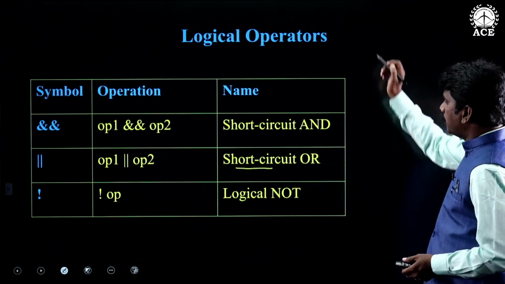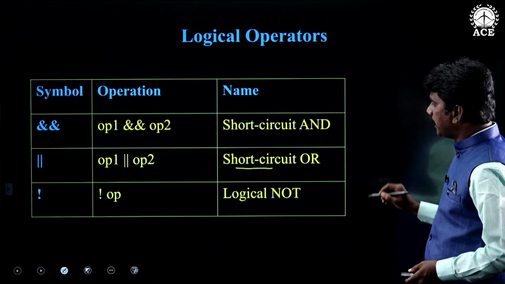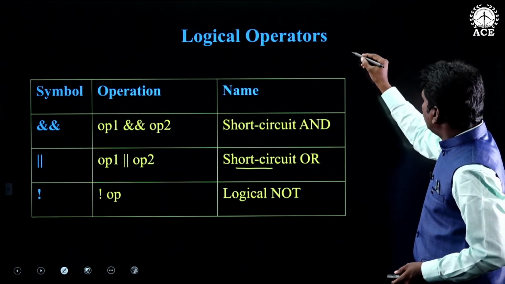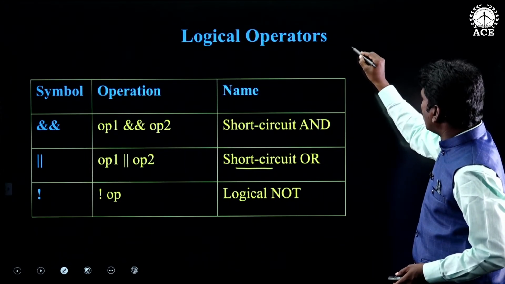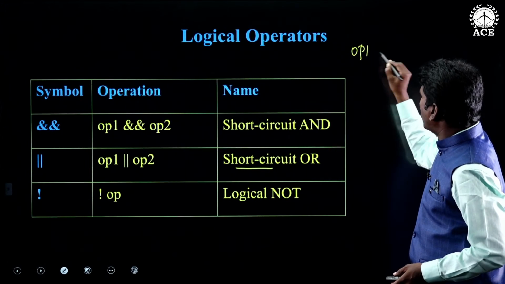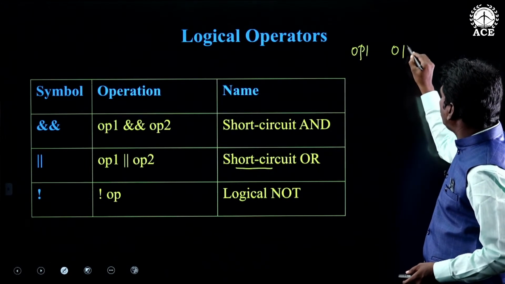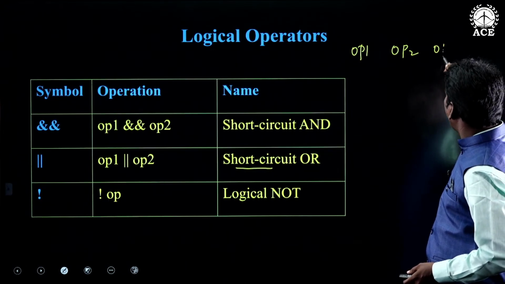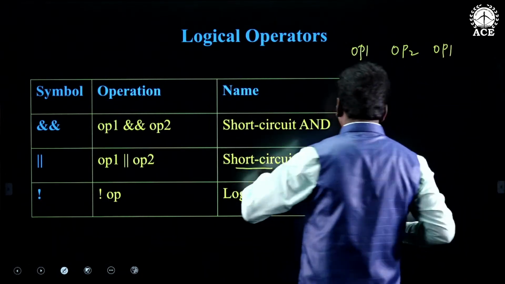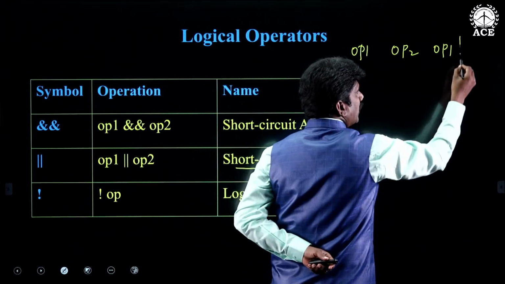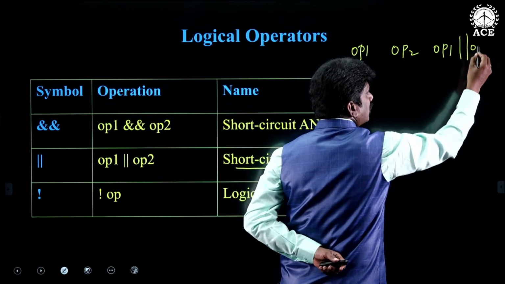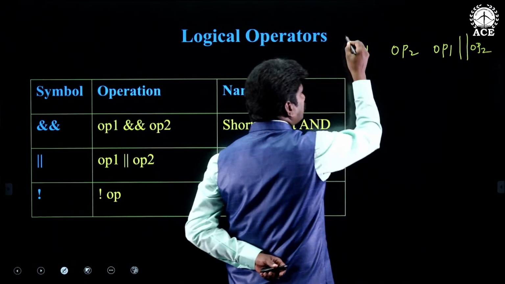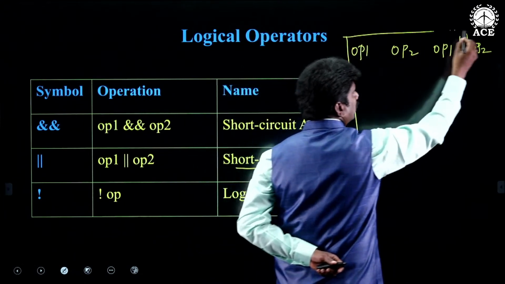For example, let us take the truth table for the same again: OP1, OP2 and the result. OP1, short circuit OR, which I am using with two vertical bars, OP2. How will it be?